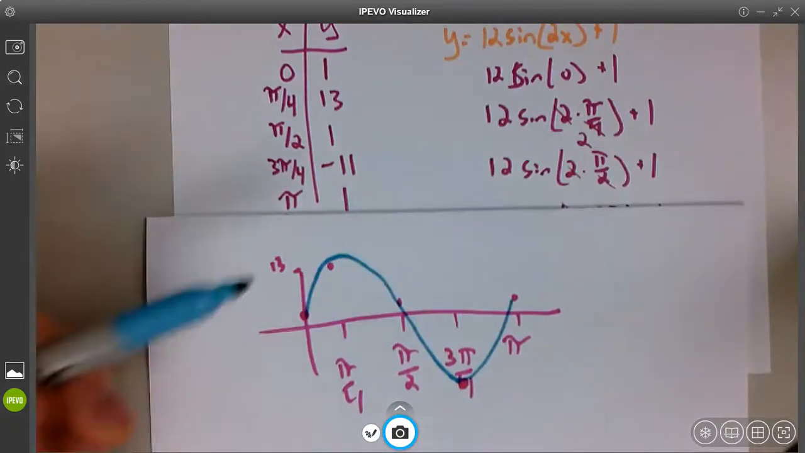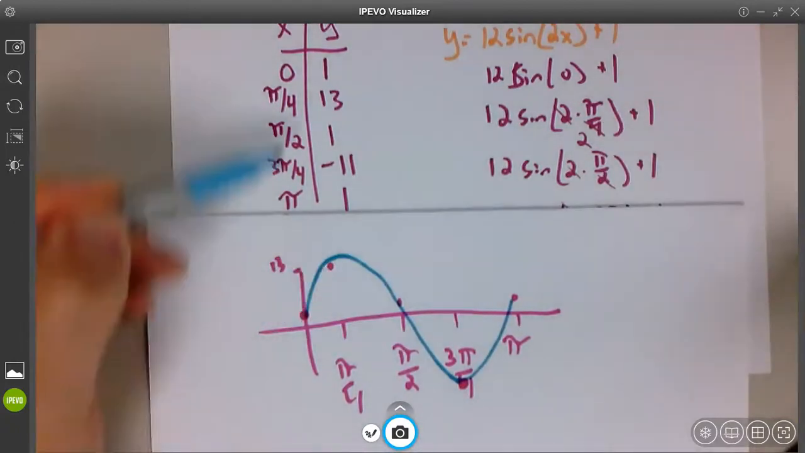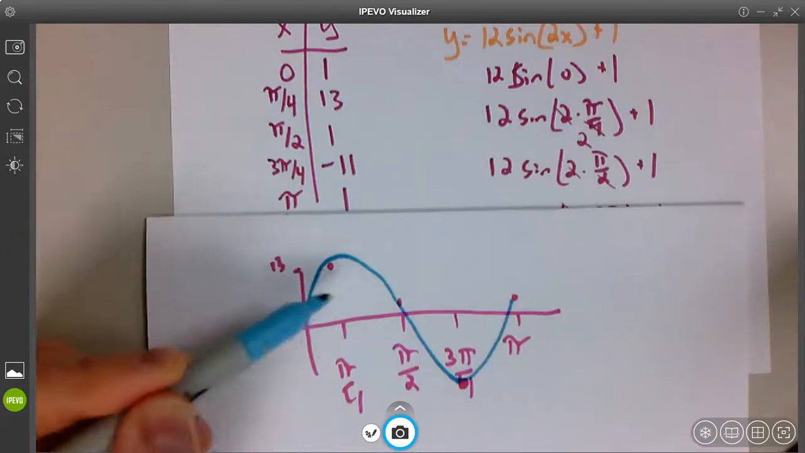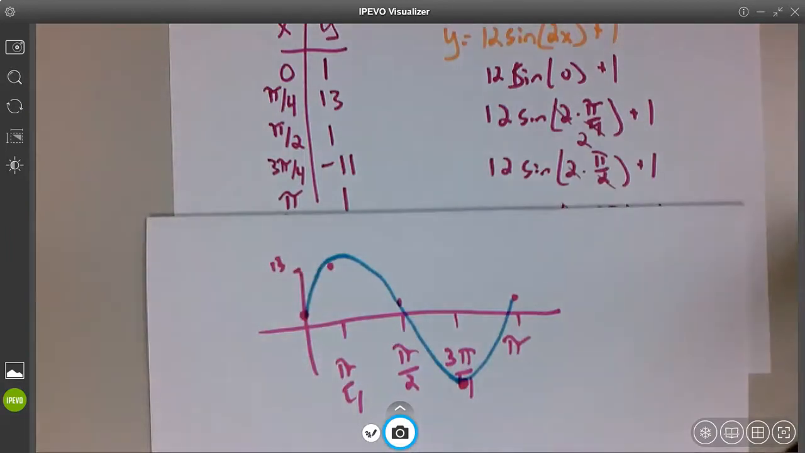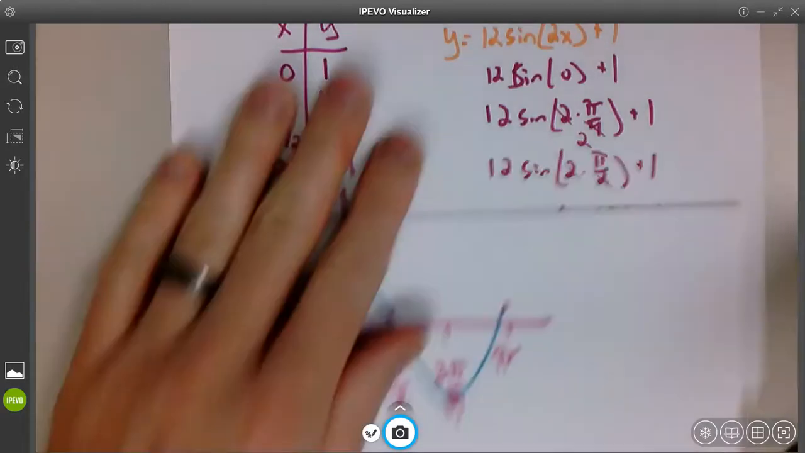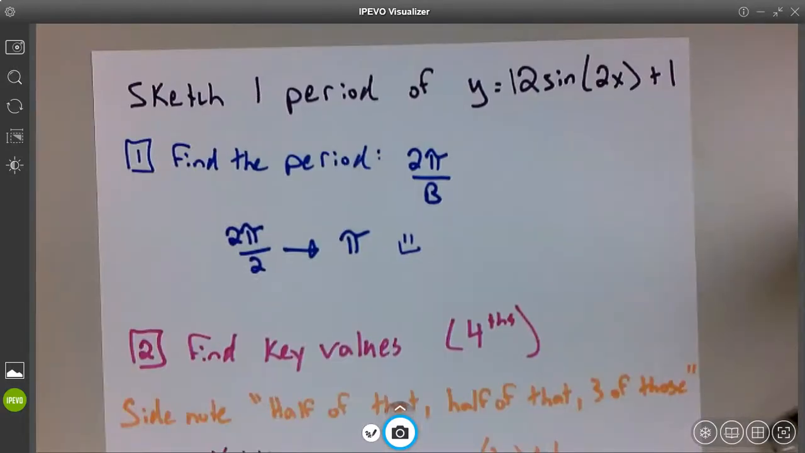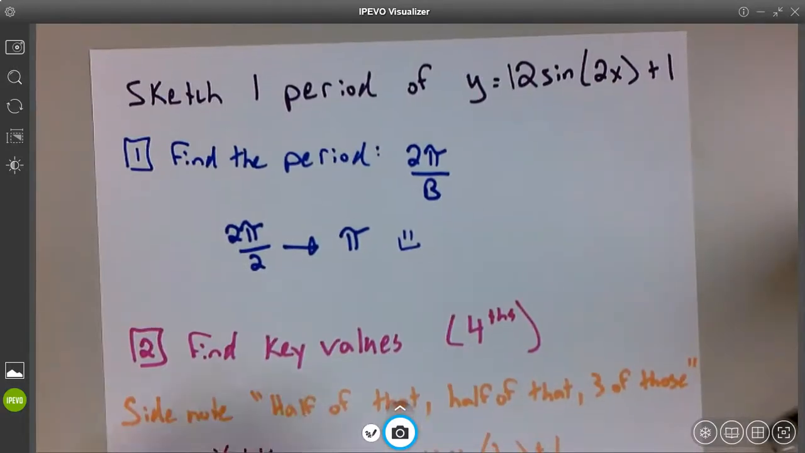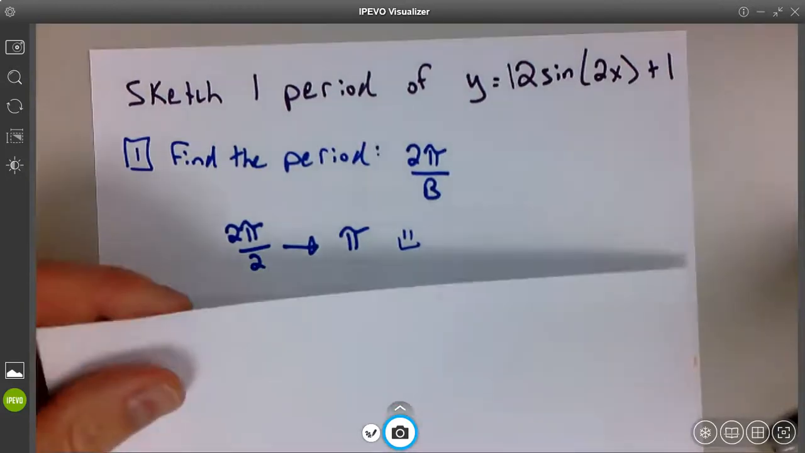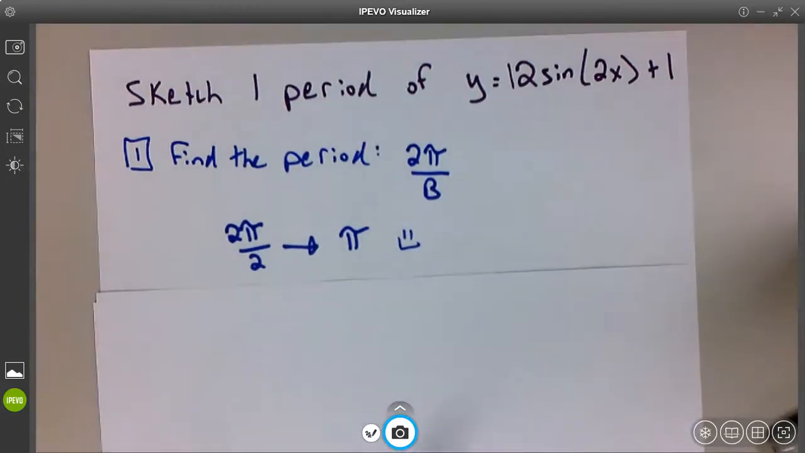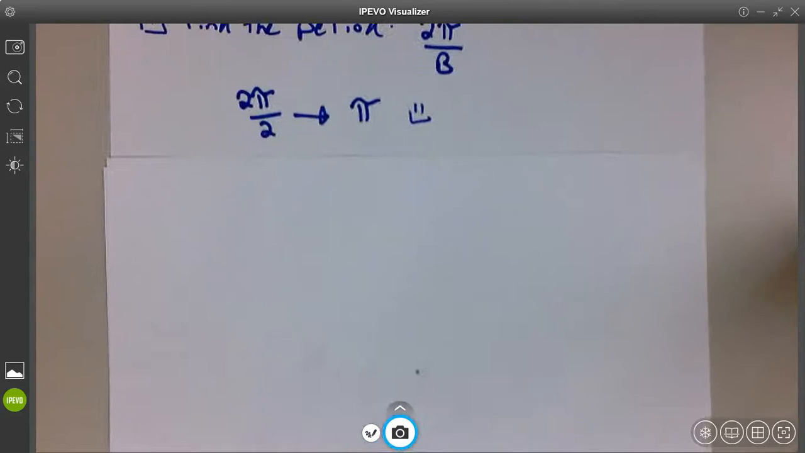something like that. Okay, I'm not going to be super picky at first as long as you show me what your points are and where the dots are supposed to be. We have one period of 12 sine of 2x plus 1. Okay? We're going to stop it here. I'm going to give you one to practice on your own, and then I'll show you the answer to it in a second and see if you got it right.